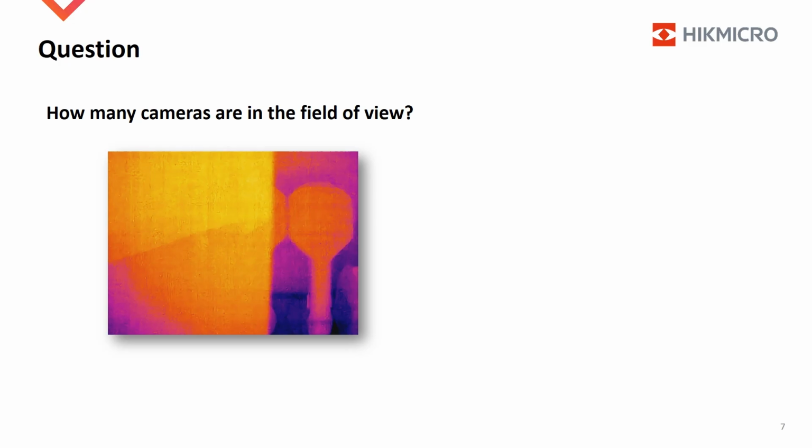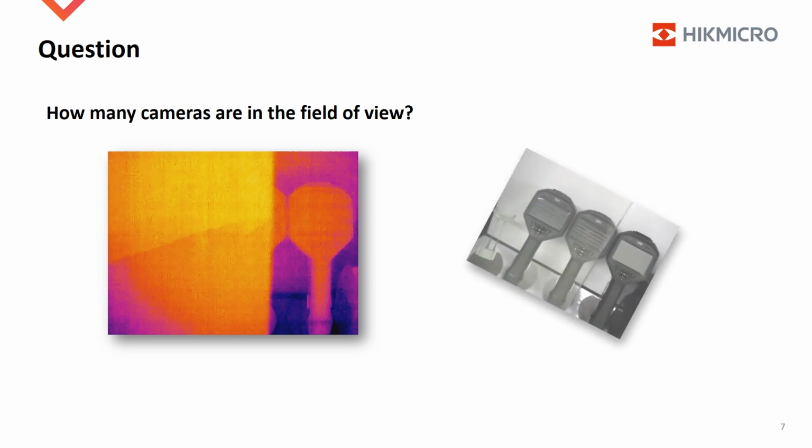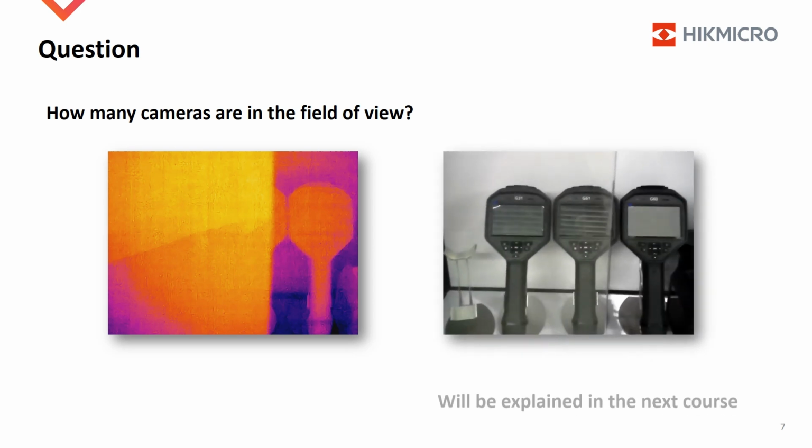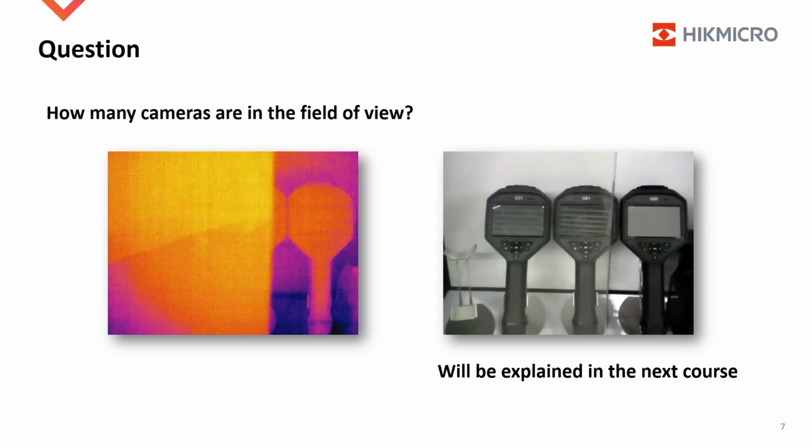Question: how many cameras are in the field of view? The answer is 3. The phenomena will be explained in the next course, HMTT Thermography Camera Fundamentals.